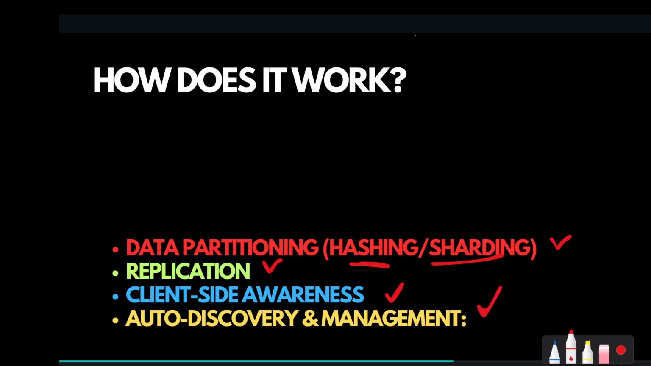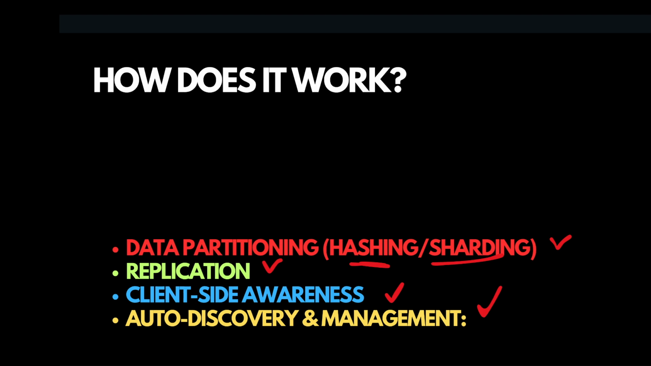Lastly, auto discovery and management. Modern distributed caching systems often include features for auto discovery of nodes, automatic rebalancing of data when nodes are added or removed, and built-in monitoring tools.